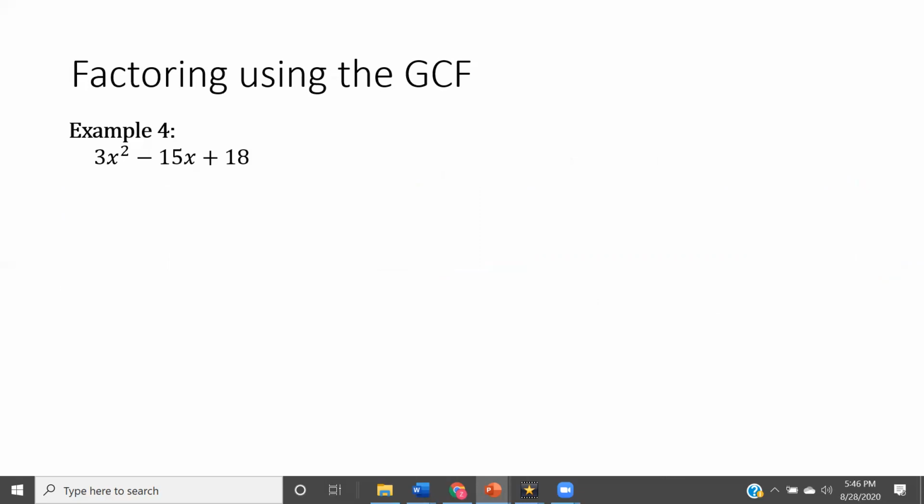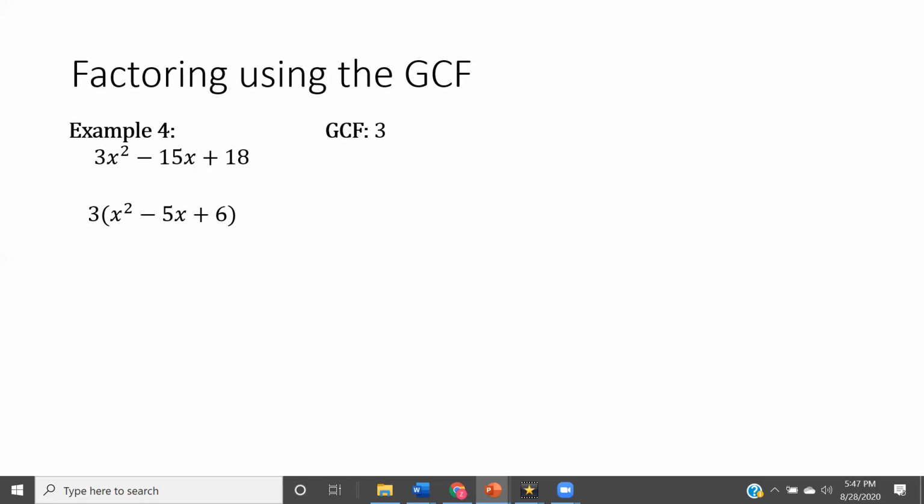And so in this case, we have 3x squared minus 15x plus 18. I can't actually factor it using the previous methods, which is known as simple factoring. But I noticed that 3 fits into each of these terms. And so once I find that GCF and pull it out, dividing every term by 3, I see that I have 3 times (x squared minus 5x plus 6).